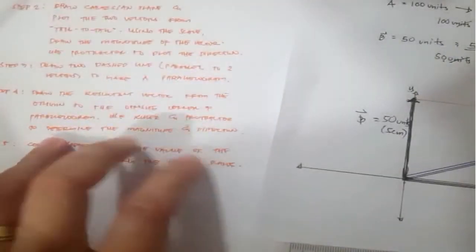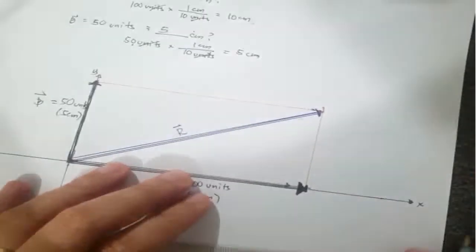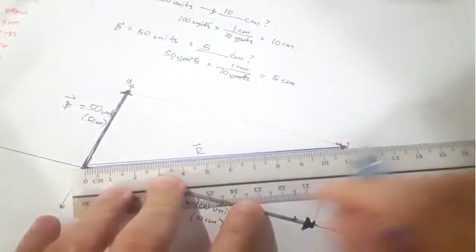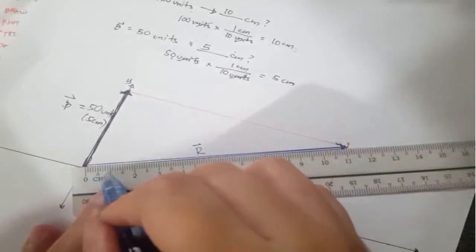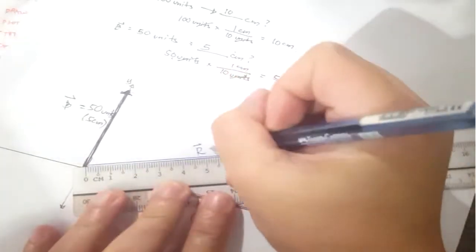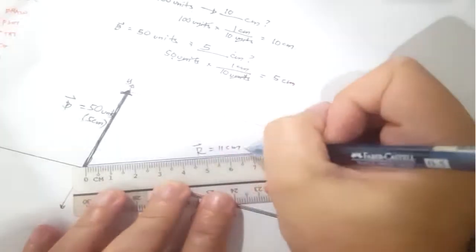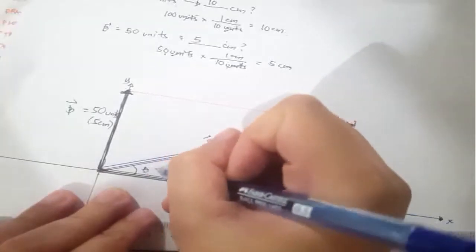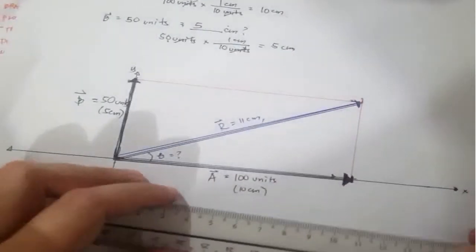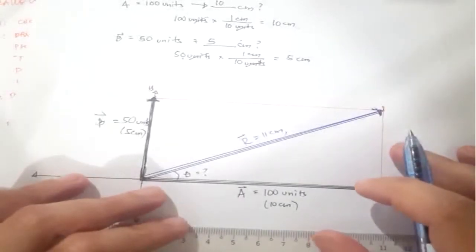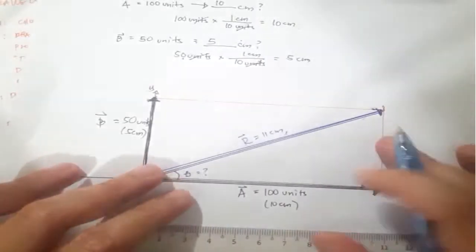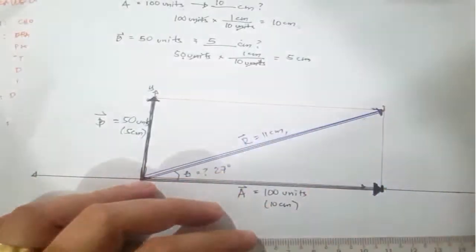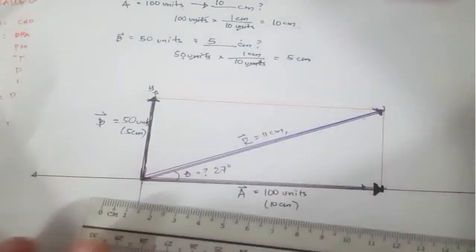Then use a ruler and protractor to determine the magnitude and the direction of the resultant. Since we only have a ruler, we can now determine the magnitude of this resultant here. So from here it says 1, 2, 3, 4, 5, 6, 11. It's about 11 centimeters in length. And then for the direction, you need to use a protractor. Okay. In my case, I don't have a protractor. I think it is around, let's say, 27 degrees. Okay, so that is only an assumption.